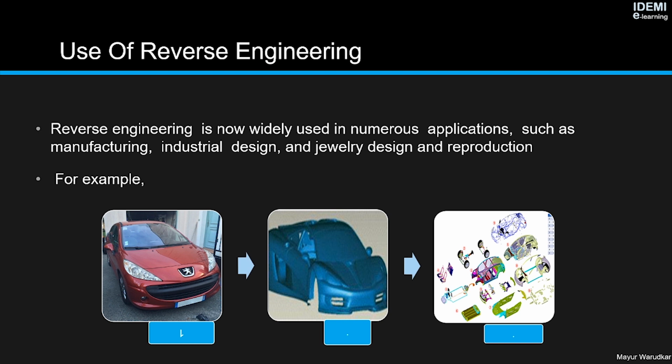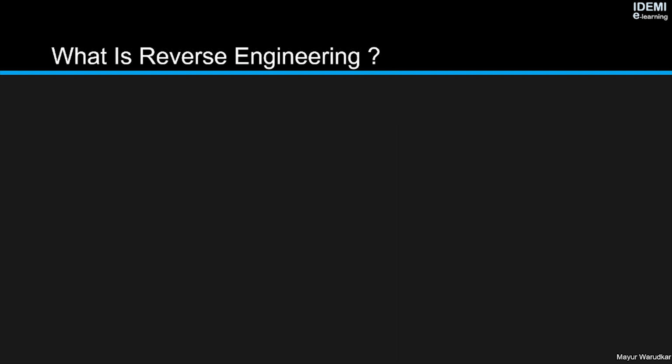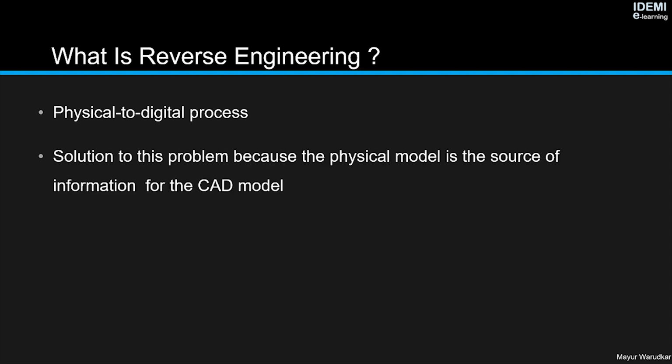As products become more organic in shape, designing in CAD becomes more challenging and there is no guarantee that the CAD representation will replicate the sculpted model exactly. Reverse engineering provides a solution to this problem because the physical model is the source of information for the CAD model. This is also referred to as the physical to digital process.